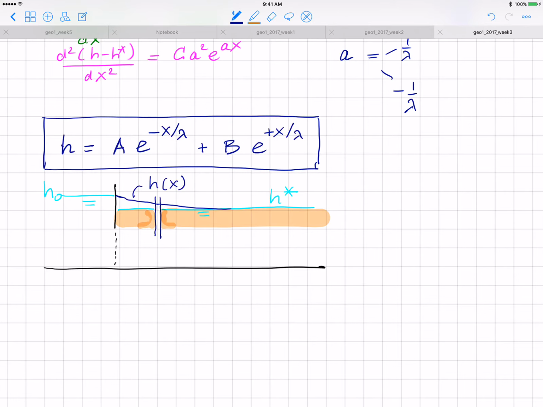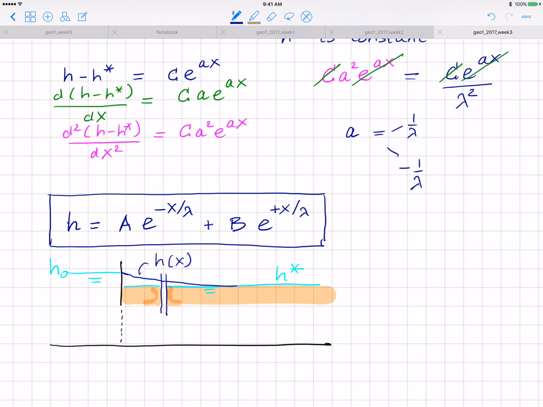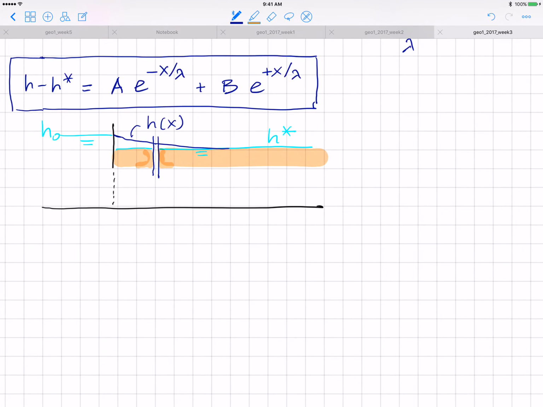Which reminds me, this solution I've written above here, I forgot one little term. I should do that because the solution we derived was not for the head, but for the head minus H star. So let's modify that. This was derived as H minus H star. There we go. Much better. And we are trying to solve this problem.